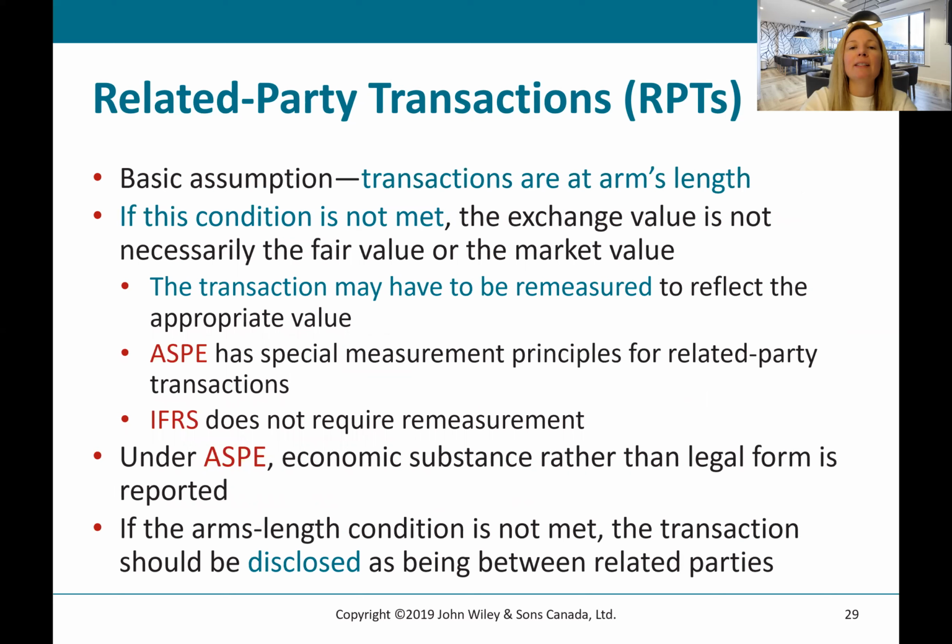The basic assumption is that transactions are at arm's length, meaning that I would pay fair market value regardless. But if this condition is not met, the exchange value is not necessarily the fair value or the market value. The transaction may have to be remeasured to reflect the appropriate value. ASPE has special measurement principles for related party transactions, and IFRS does not require remeasurement. Under ASPE, economic substance rather than legal form is reported. If the arm's length condition is not met, the transaction should be disclosed as being between related parties.